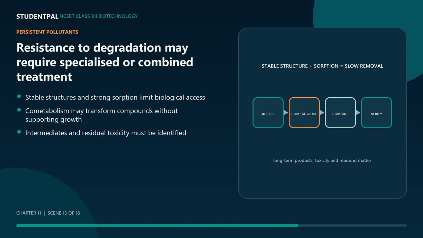Persistence also means that short trials can give misleading conclusions. Long-term monitoring should include parent compound, known and unknown transformation products, bioavailability, toxicity and rebound after treatment stops. Partial disappearance without a mass balance can conceal transfer or accumulation.